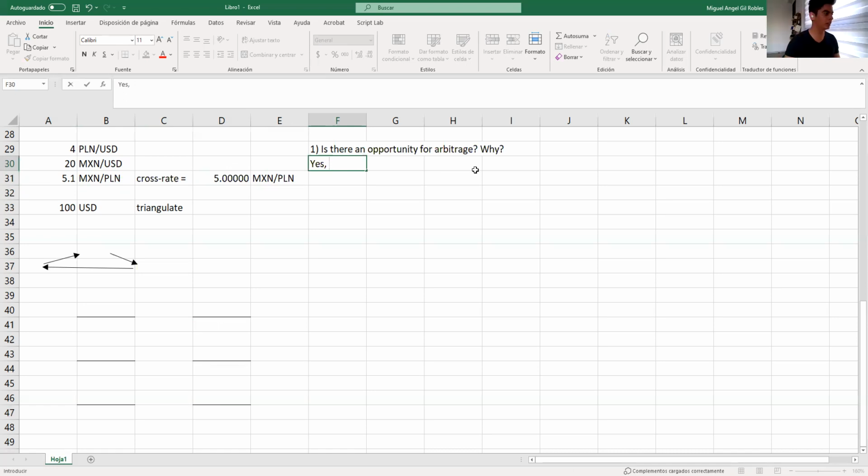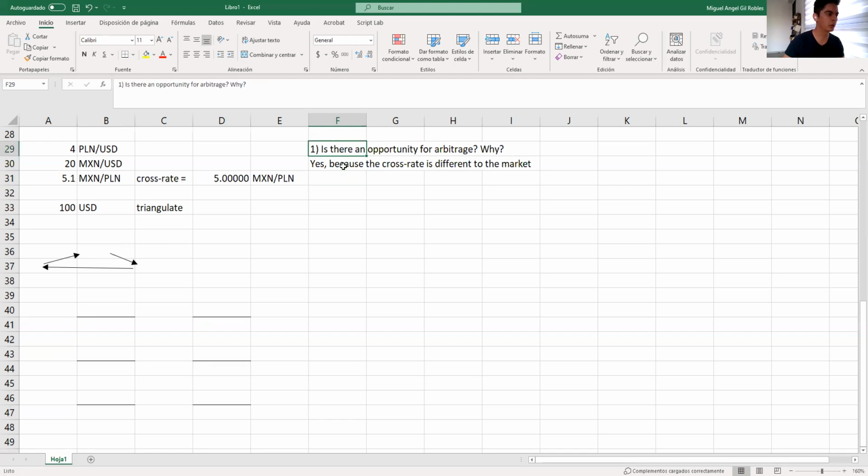Why? Because there is a mistake in the market. When the cross rate is not the same as the market, then there is a mistake in the market. And you can answer yes, because the cross rate is different to the market. And with that, we can go on, okay? So the first step is always to calculate the cross rate. Imagine that they don't make the mistake, and in the market they show an exchange rate of 5. You will answer no, because the cross rate is the same as the market. So then the answer is no. But imagine that something happened and they have 5.1.